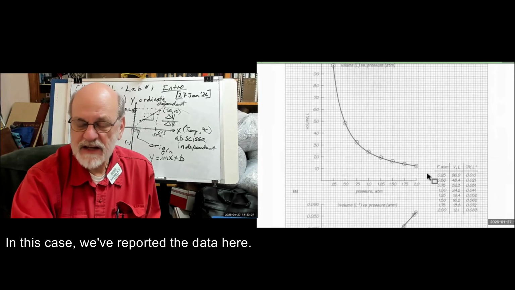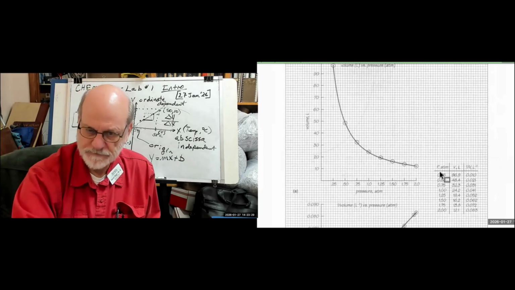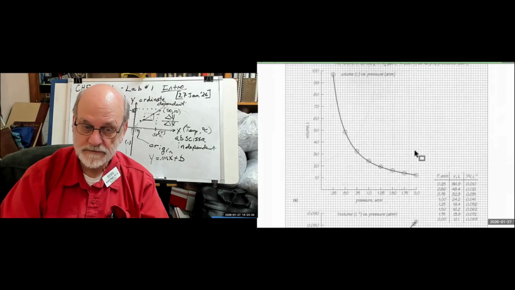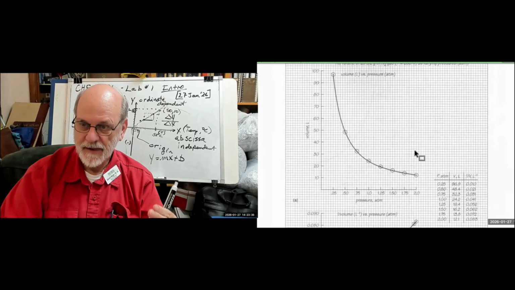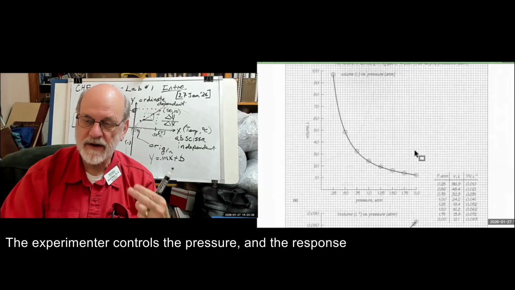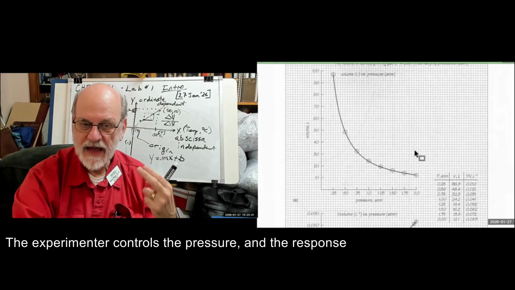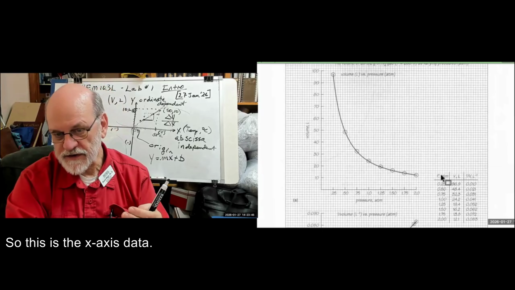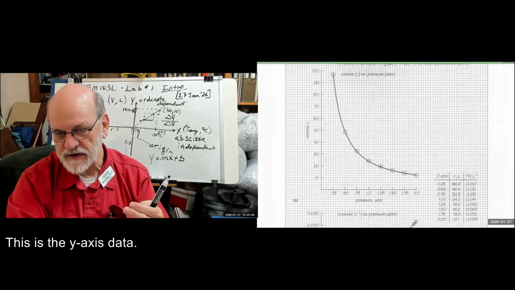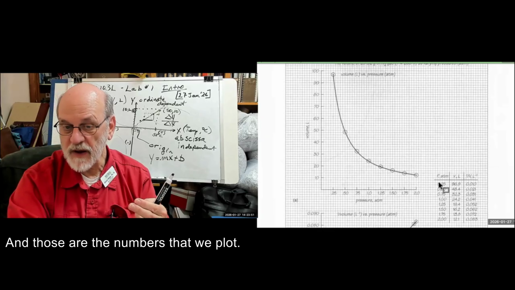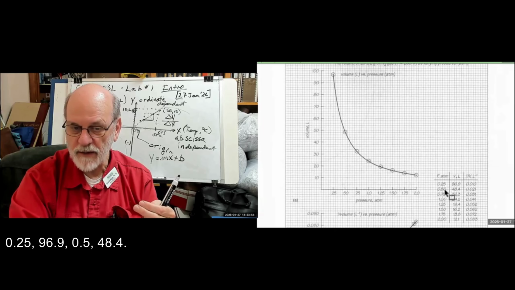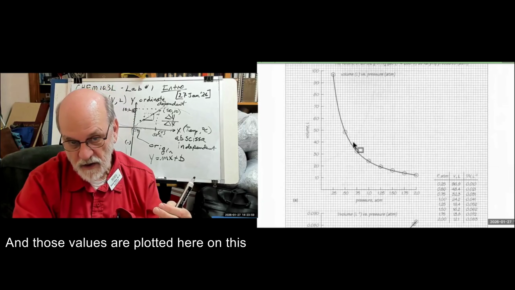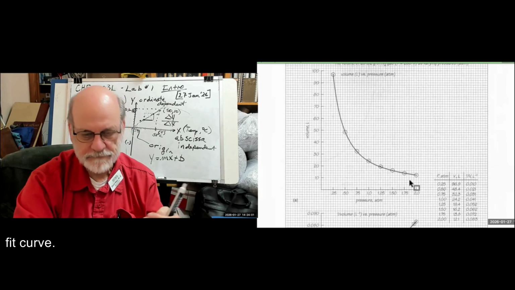Okay. In this case, we've reported the data here. So which one does the experimenter control? The pressure. The experimenter controls the pressure, and the response of the gas is the volume. So this is the x-axis data, this is the y-axis data. And those are the numbers that we plot. 0.25, 96.9, 0.5, 48.4. And those values are plotted here on this curve, and we try to draw the best fit curve.